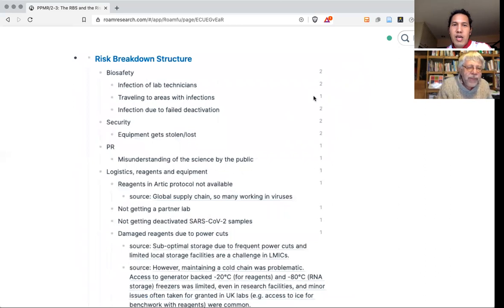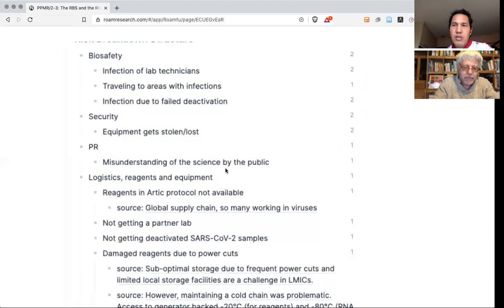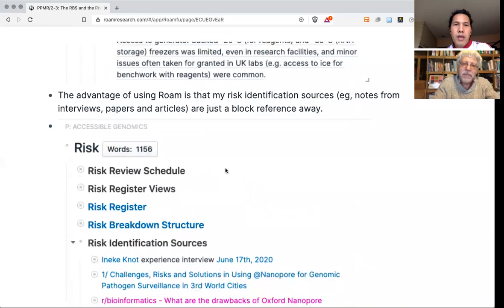As you see here, this is really just like the work breakdown structure, but thinking about what wrong things could happen. This project is for establishing a genetic sequencing operation for a lab. So we have biosafety here, security, PR risks, and I just listed down the different risks for each of these sections. These came from some blog posts and some papers that I've read. I'm not experienced in this area.